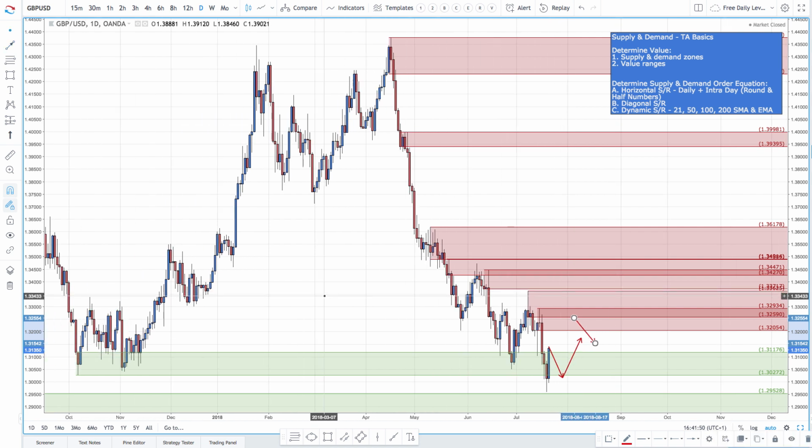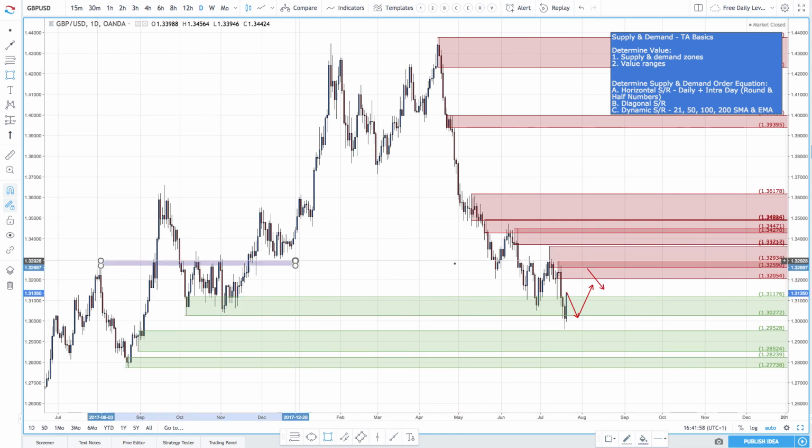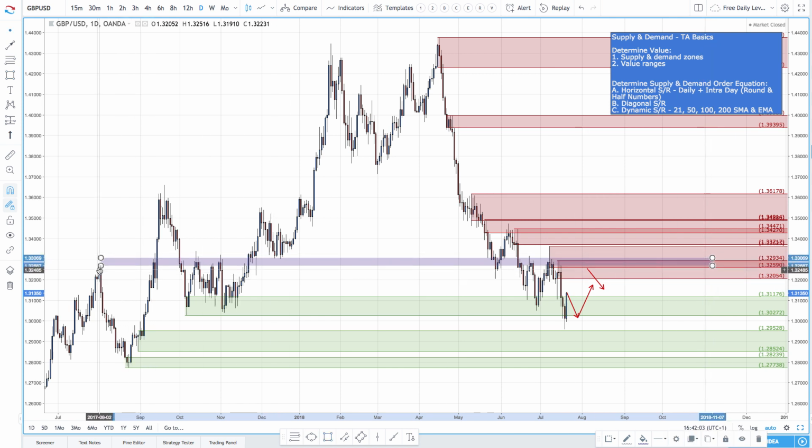And again, we got quite a cluster of supply zones here. So what you would then do is look for some confluence in that area, right? So you've got resistance here, some support, resistance, support, and then this area here would be probably the most likely area. Look for some trend lines, look for some dynamic support and resistance before taking your trade.